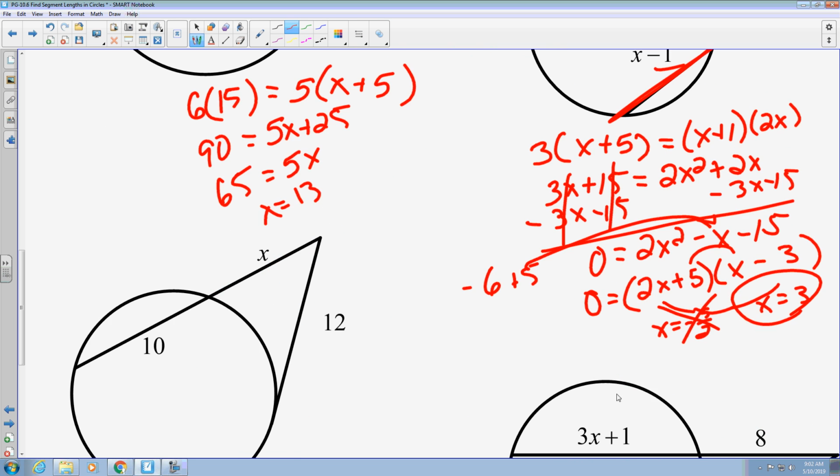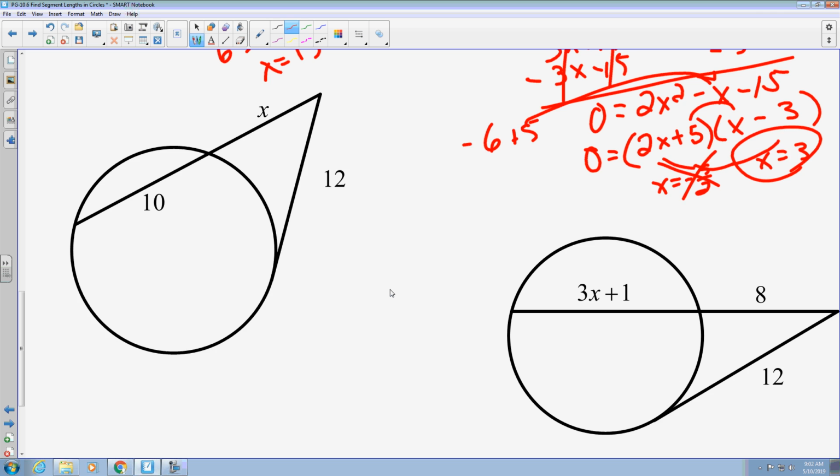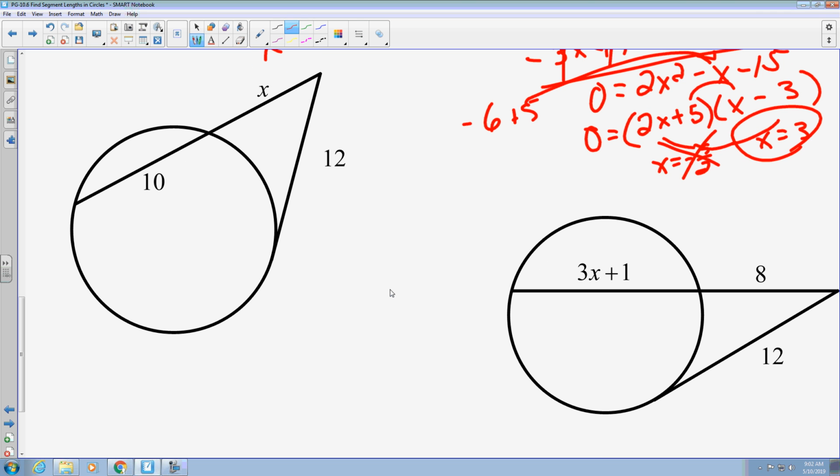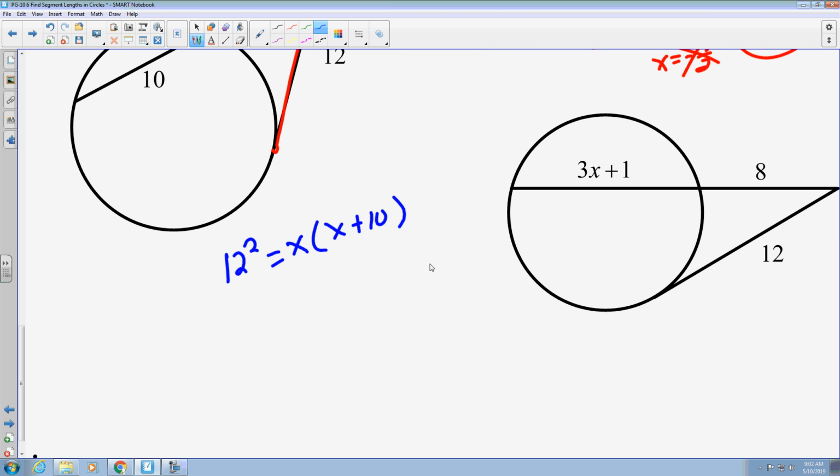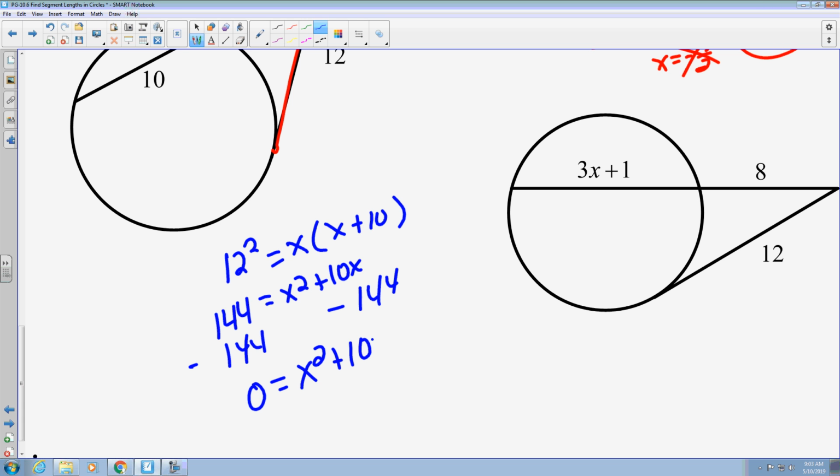Okay, and then to finish off, this is the secant tangent. So we got our tangent line here, which means that we're going to square 12, and this is going to equal x times the quantity, in this case, x plus 10. So 12 squared is 144, and this is going to equal x squared plus 10x. So subtracting 144 from both sides, I got 0 equals x squared plus 10x minus 144.